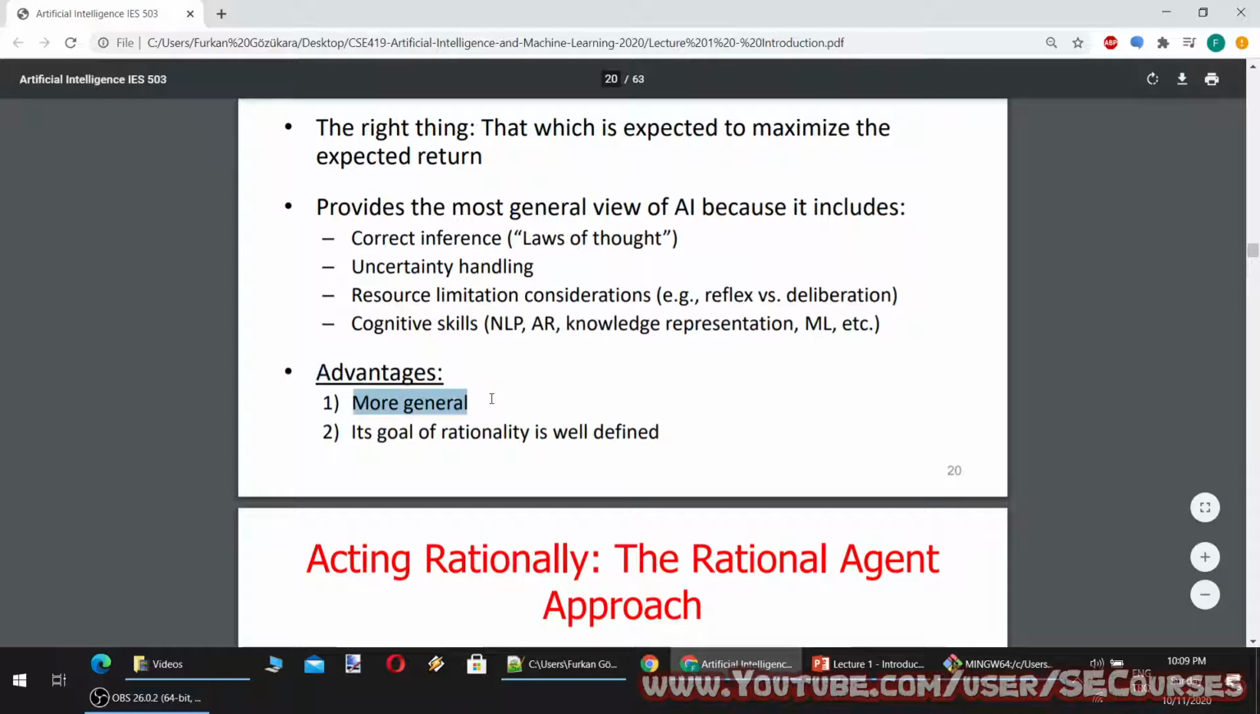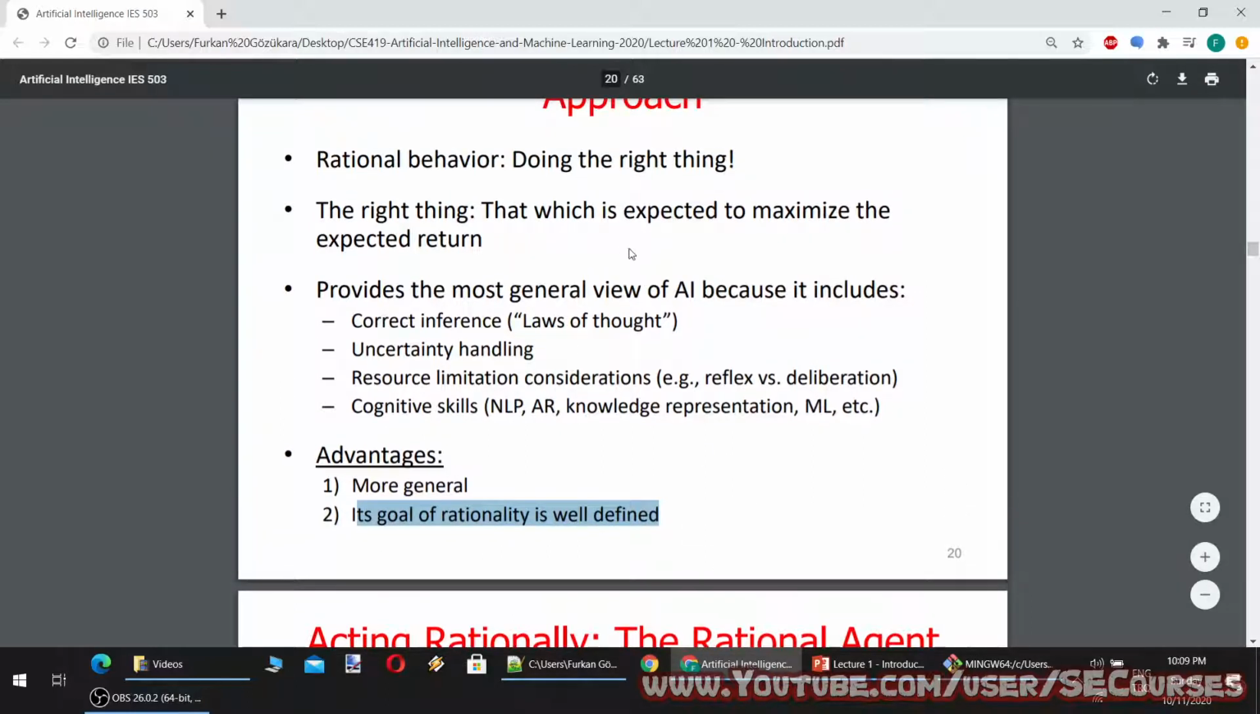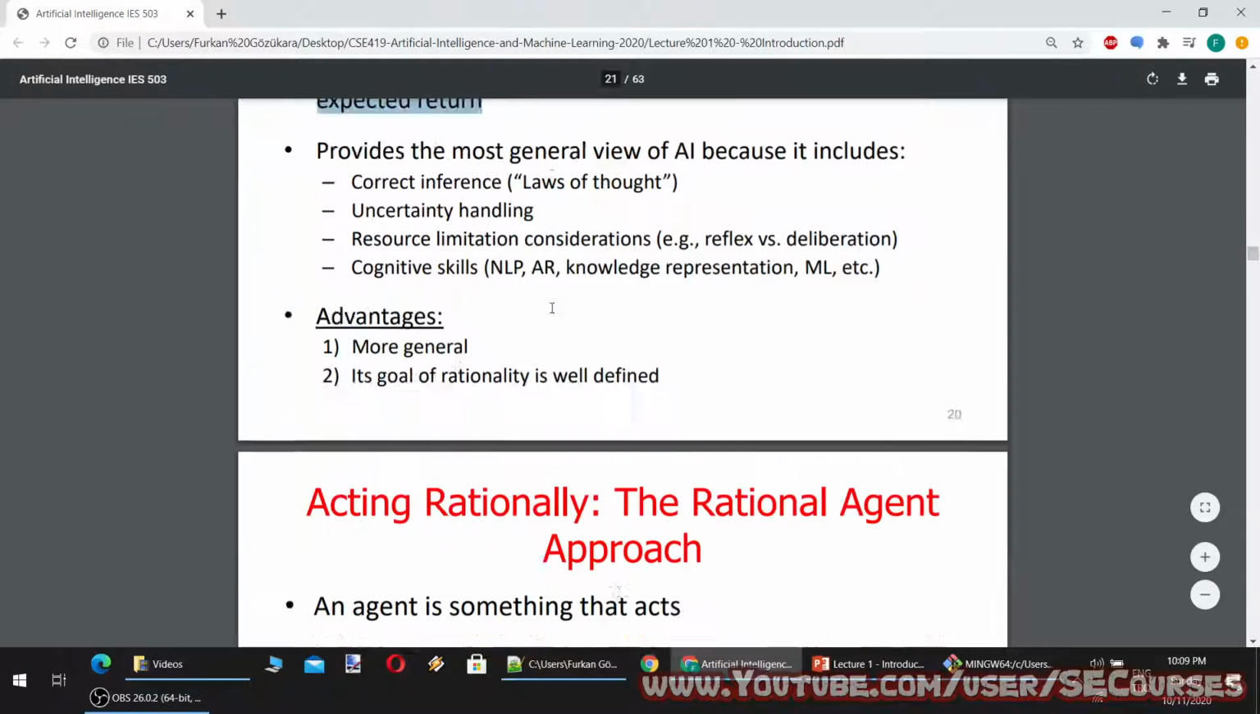Advantages. More general, its goal of rationality is well defined. So the goal is to maximize the expected return. Okay, maximize the expected return. So maximize the benefit of our aim.